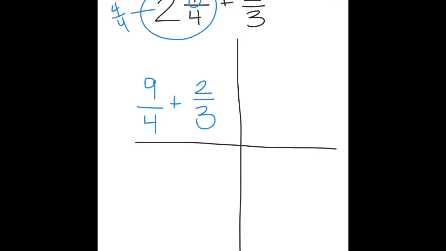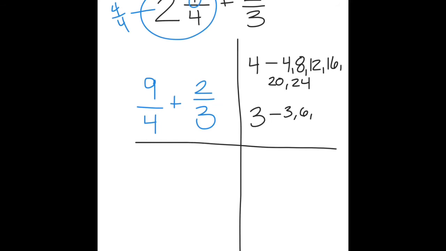Moving into box number 2, I'm listing my multiples of my denominator. Here we have 4, 8, 12, 16, 20, 24, 3, 6, 9, 12, 15, 18. Taking a look at that least common multiple or that least common denominator, I can see that my least common multiple is 12. So 12 will be our new denominator.